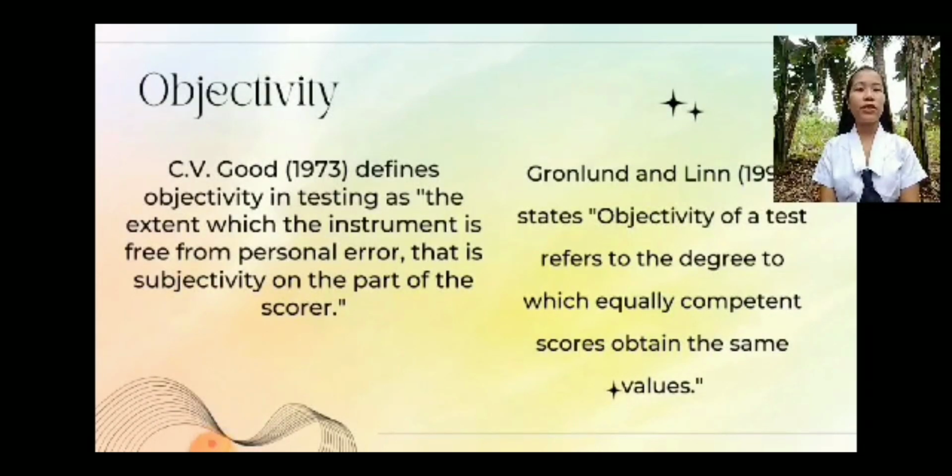Objectivity. Objectivity is also referred to as rater reliability. It is an important characteristic of a good test. It affects both validity and reliability of test scores. According to C.V. Good, 1973, objectivity in testing is the extent to which the instrument is free from personal error or personal bias, that is, subjectivity on the part of the scorer. Another definition from Gronlund and Linn, 1995, states objectivity of a test refers to the degree to which equally competent scorers obtain the same values.